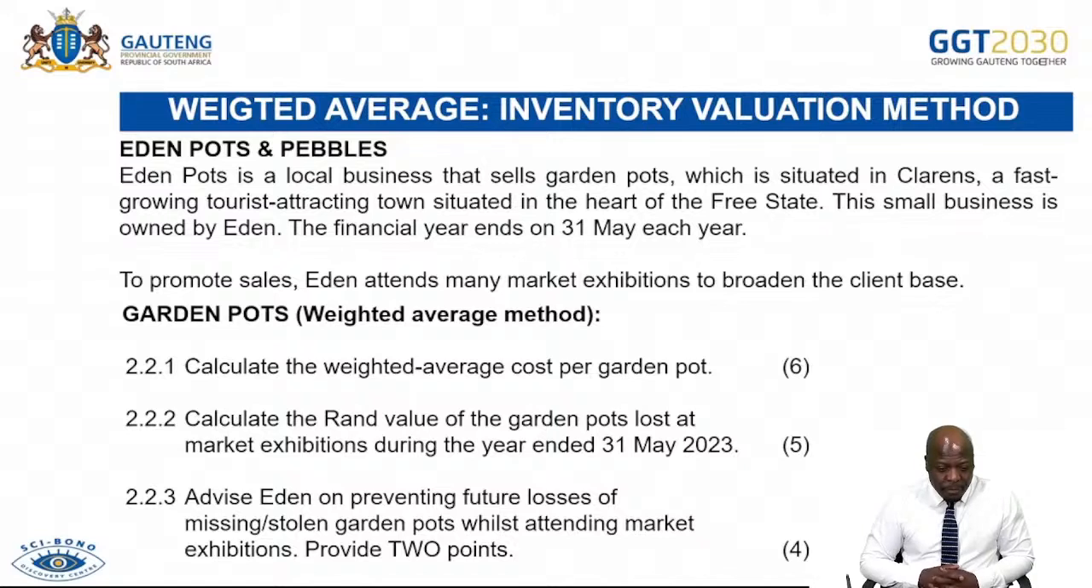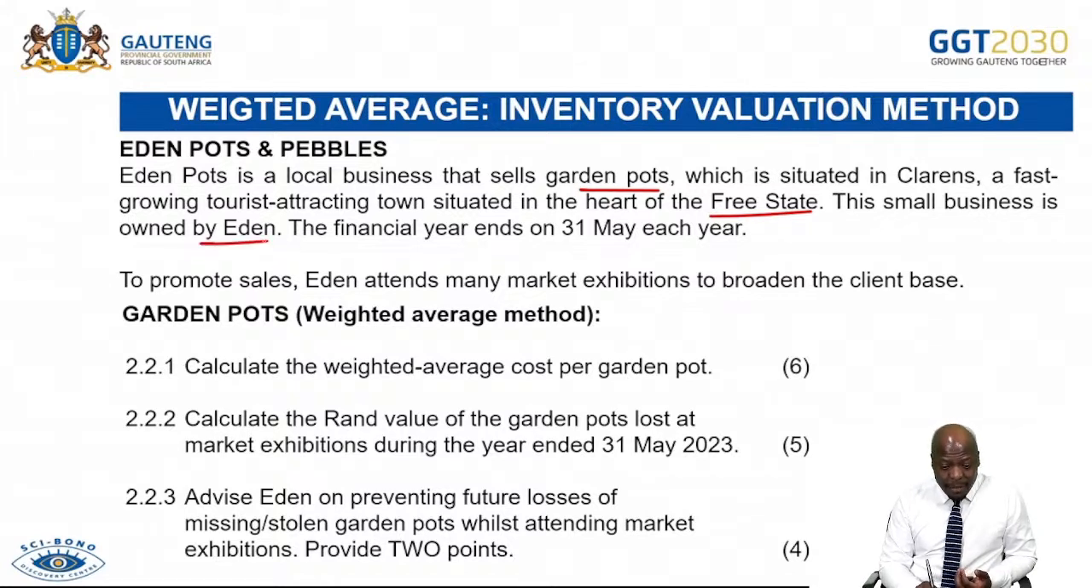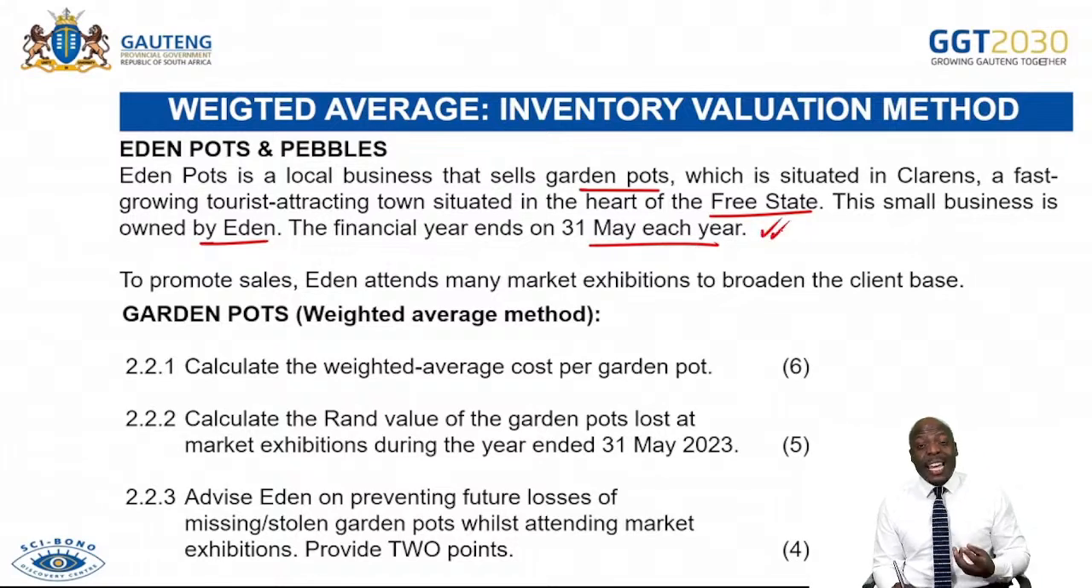The question reads, Eden Pots and Pebbles. Eden Pots is a local business that sells garden pots, which is situated in Clarence, a fast-growing tourist attraction town situated in the heart of the Free State. This small business is owned by Eden. The financial year ends on the 31st of May each year. So here we're being told about the year end.